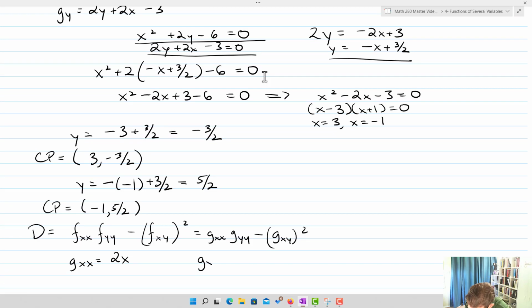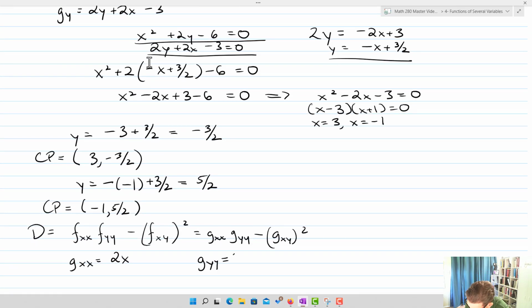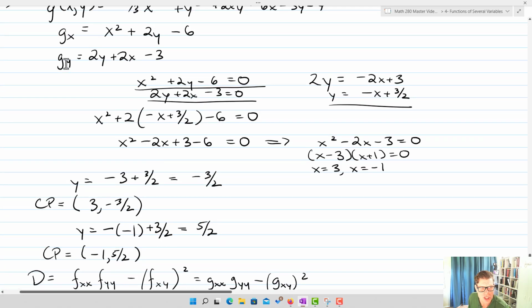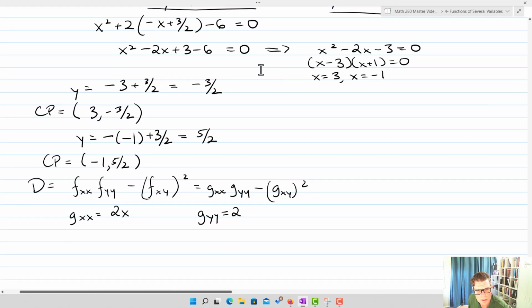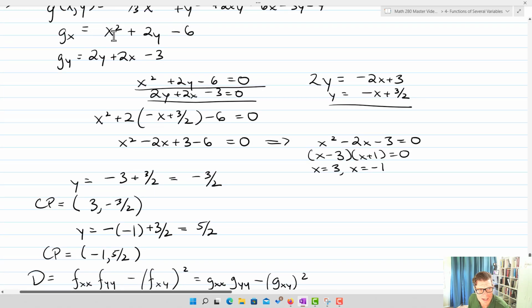And then the second partial with respect to y, we get g_yy equals 2y plus 2x minus 3, so it's going to be just 2. And then I only need to do one of them. I can either use g_xy or g_yx, but I'm going to use g_xy. So I'm going to figure out the partial with respect to x with respect to y, so that's going to be just 2. So g_xy is going to equal 2. We take the partial with respect to x and then take its partial with respect to y. So you can see that's just 2.